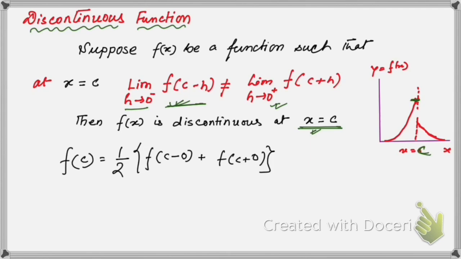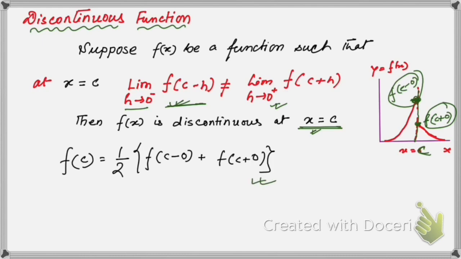Here at this point x is equal to c, the value of the left hand limit will be given by this point, which is nothing but f of c minus 0, right? So this is the value of the left hand limit at the point c. And this point represents the value of the right hand limit at the point c, c plus 0, right? So in that case, at this point, what will be the value of this function? We can take the average of these two, right? So I hope you have understood this concept.